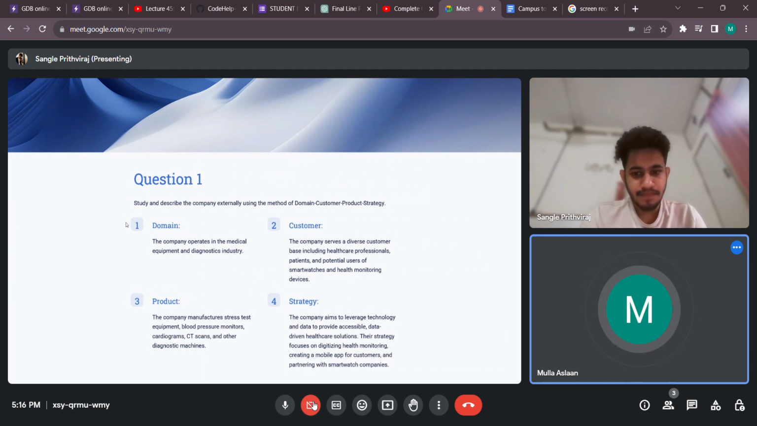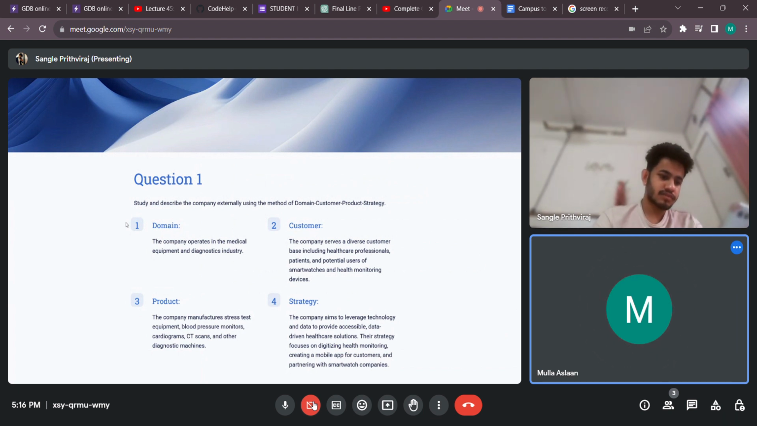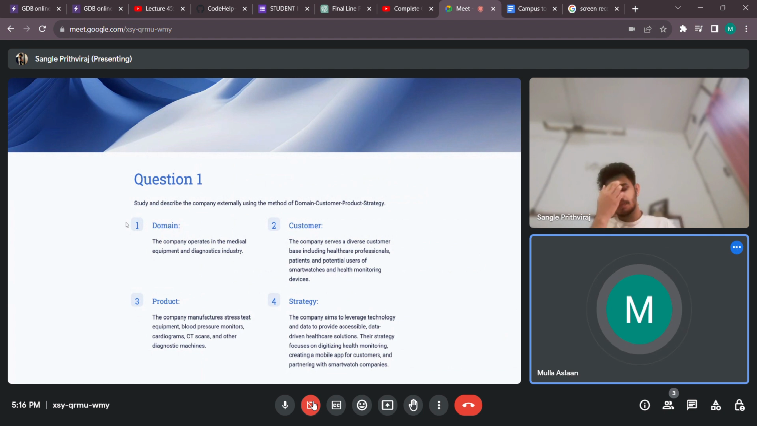They manufacture a comprehensive range of diagnostic machines. Their portfolio includes stress test equipment, blood pressure monitors, cardiograms, CT scans, and many more. These devices are the cornerstone of accurate health assessments. Now let's touch upon strategy.